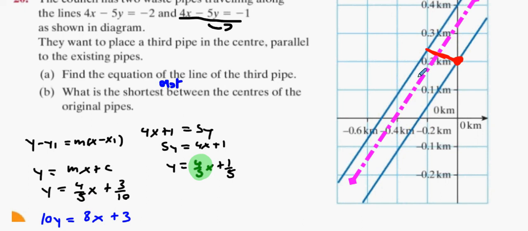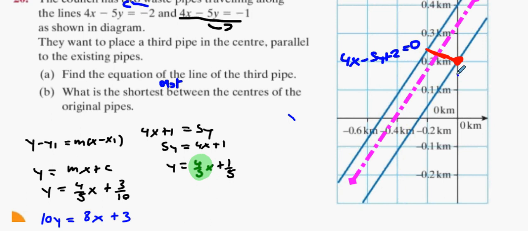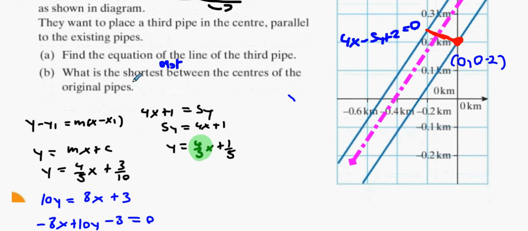What's the equation of this one here? Which one's that? It's 4x minus 5y minus 2 equals 0. Is that one? The one with the higher y-intercept? Yes, it is. Bring the 2 from the left-hand side to the right-hand side. Do that, no bother. And what's this point here? 0 and 0.2. Alright, I have all the information I need.